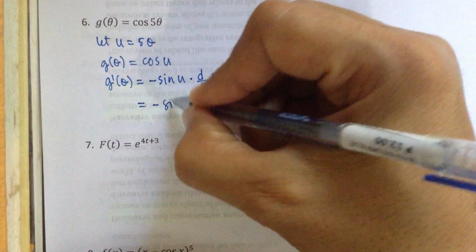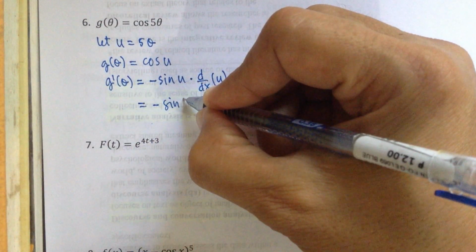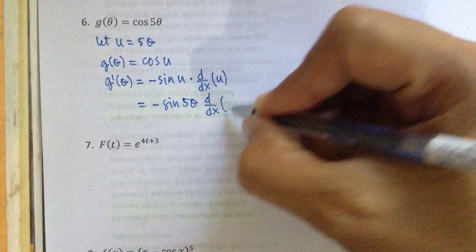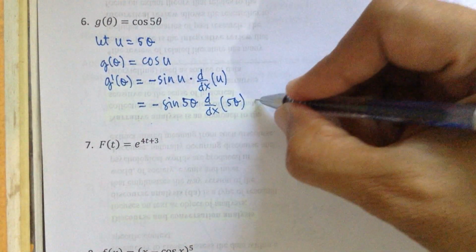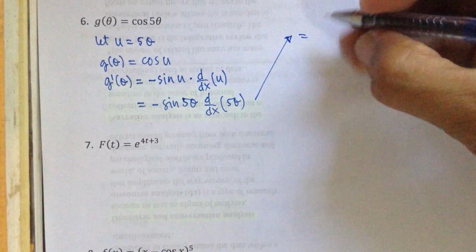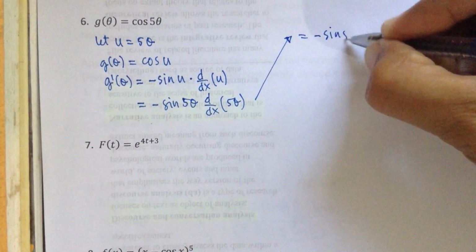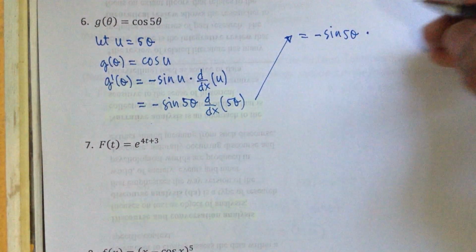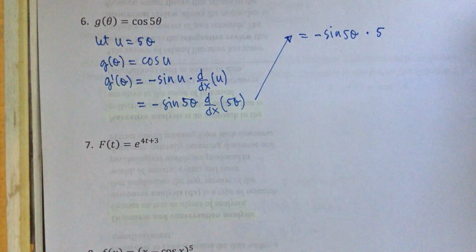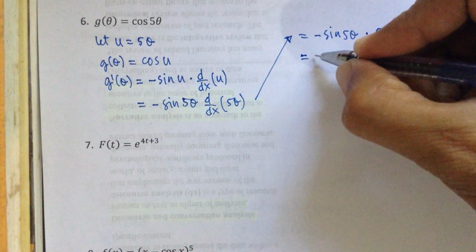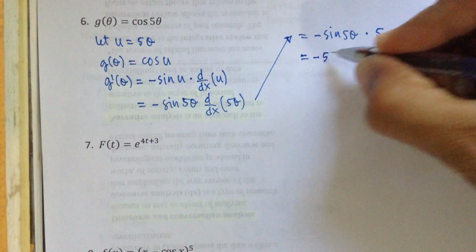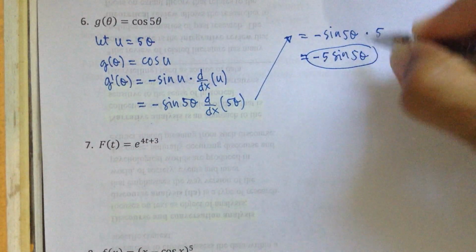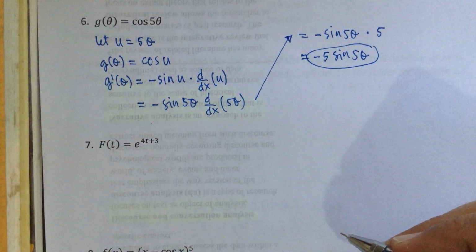And then you have negative sine. You put back the u, which is 5 theta, and then the derivative of 5 theta, and then we have here negative sine 5 theta times the derivative of 5 theta, which is what? That's equal to 5, right? And we can write this as negative 5 sine 5 theta, which is the derivative for cosine 5 theta. Okay.